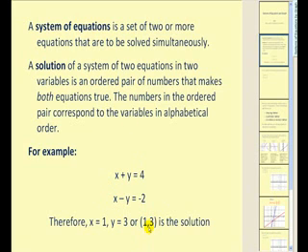Again, the reason this is the solution is because if we substitute x equals 1 and y equals 3 into the first equation, we would have 1 plus 3, which is equal to 4, so it satisfies the first equation. And if we substitute x equals 1 and y equals 3 into the second equation, we also get a true statement. Therefore, this is a solution to the system.